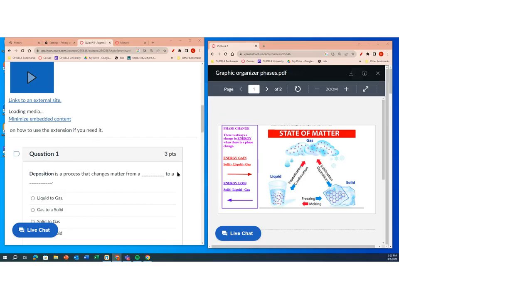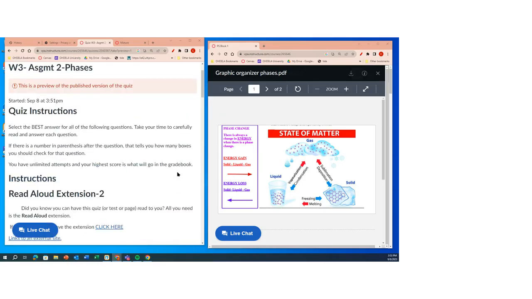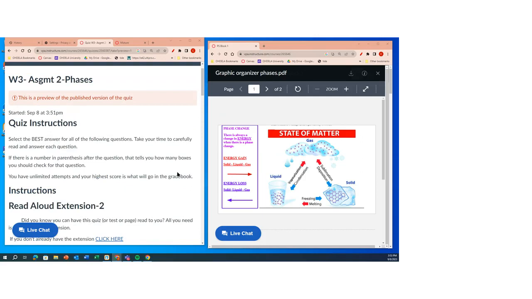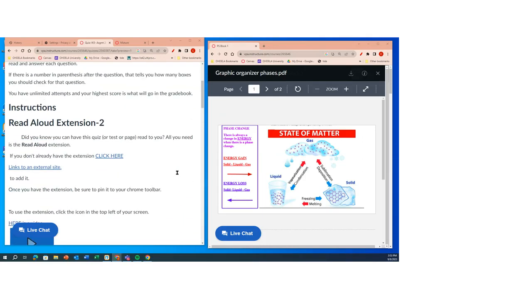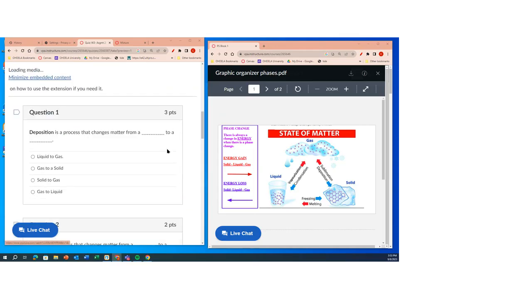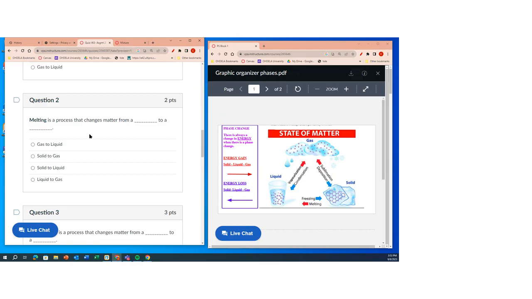All right, so finally, we're doing the W3 assignment 2 phases. I'm using my graphic organizer from the home page. Right. Deposition is a process that changes matter from, and look what deposition goes from. It is from a gas to a solid. Gas to a solid, right from the graphic organizer. Melting is a process that changes matter. So melting, going this direction from a solid to a liquid.